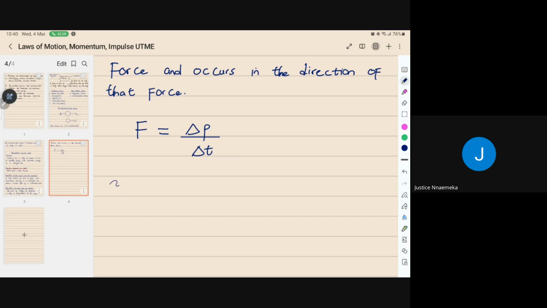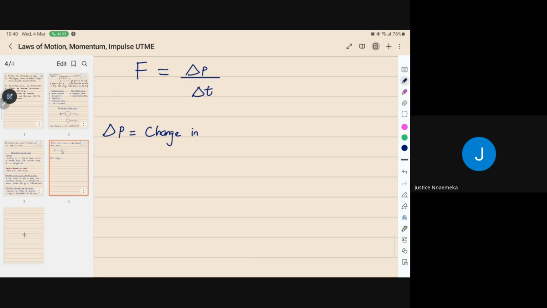Now remember that change in P is not really small p, but because of the delta, you know. So this is P here, this is P here. So change in P is equal to what? Change in momentum. You know what F is already, F is the force. So change in momentum.